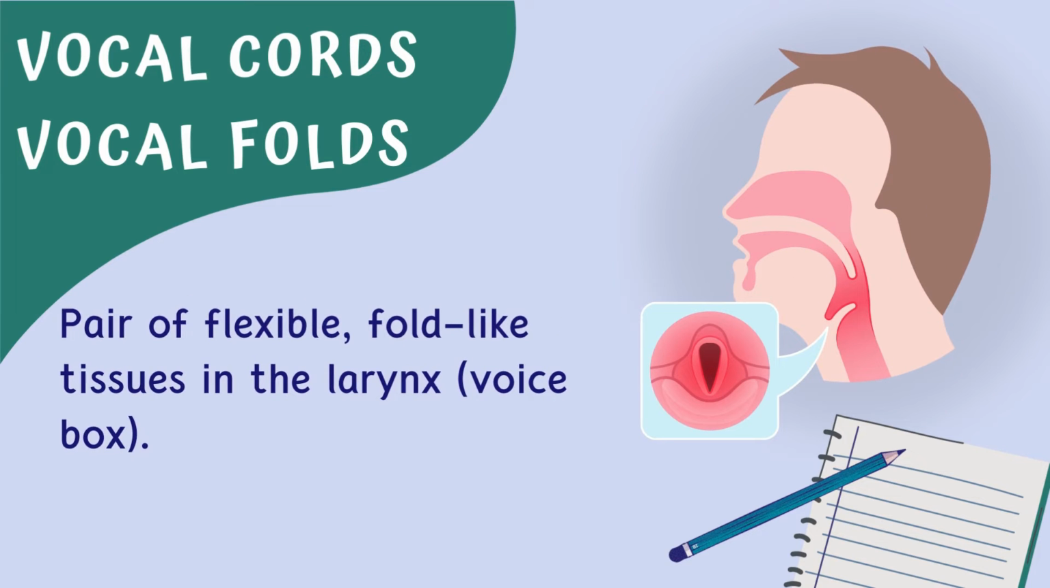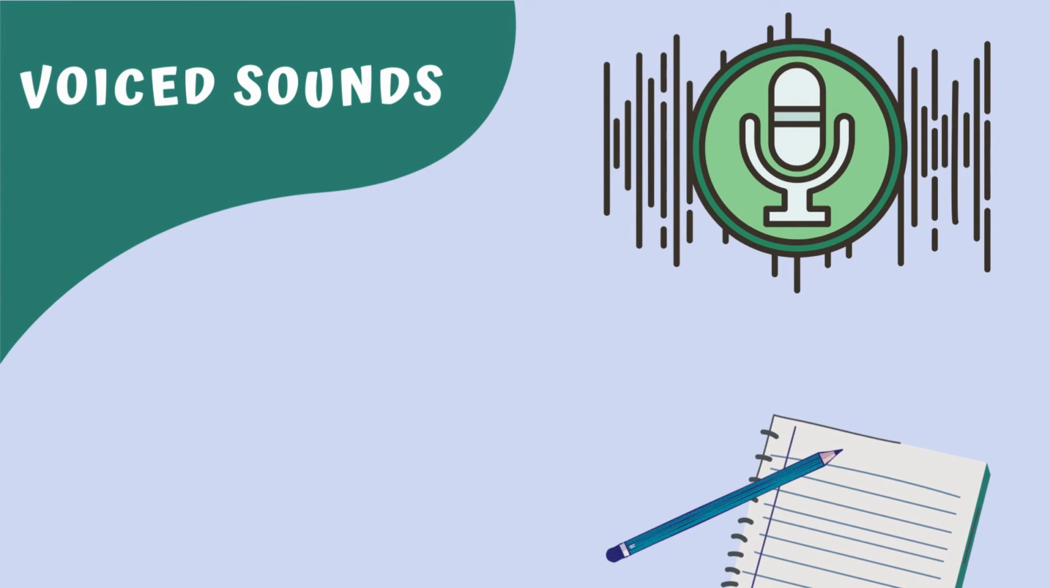On your screen you can see an image that represents the vocal cords or vocal folds. These are a pair of flexible fold-like tissues located in the larynx or voice box of the human throat. They play a crucial role in the production of speech and sound. When we speak, the vocal cords adjust their position and tension to control the flow of air passing through them, resulting in various sounds and pitches. So, this is important to know since most sounds come from the vocal cords.